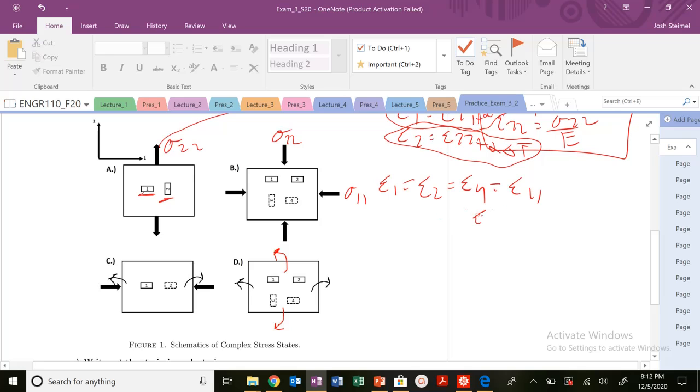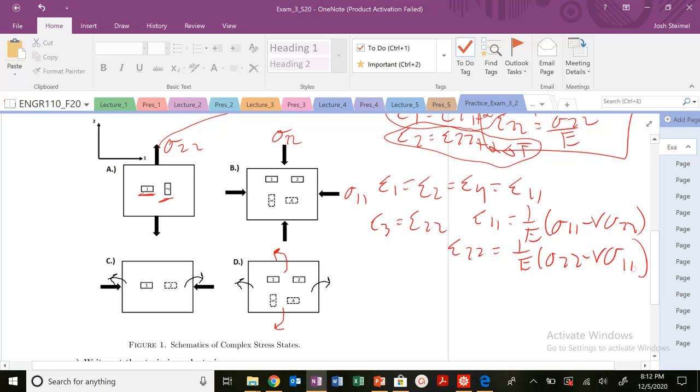For this problem, the strain in the 1-1 is equal to 1 over E times sigma 1 minus nu sigma 2-2. That's it. And I know that my strain gauge 3 is in the 2-2 direction. The strain in the 2-2 is equal to 1 over E times sigma 2-2 minus nu sigma 1. Of course, plus alpha delta T, just to be safe. And there you go for that problem.